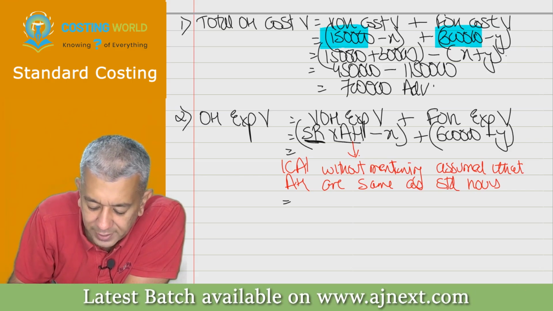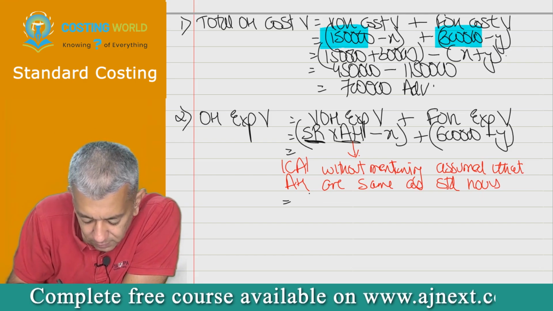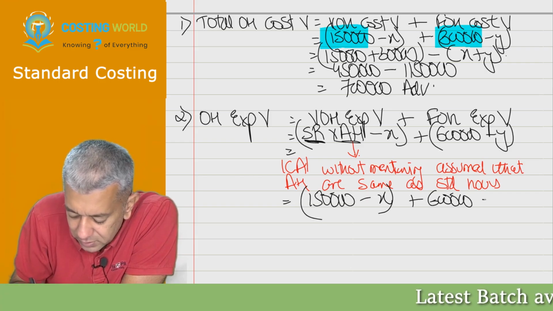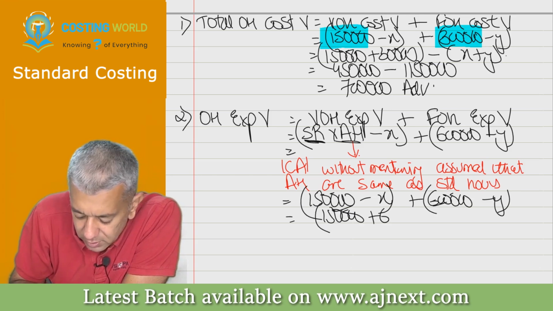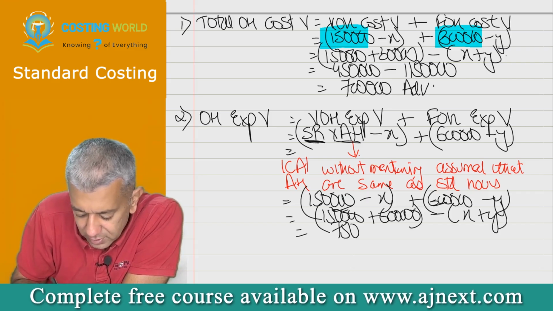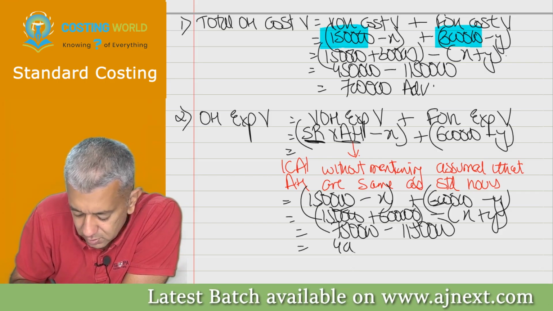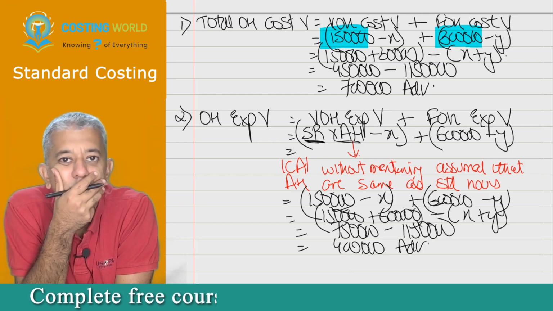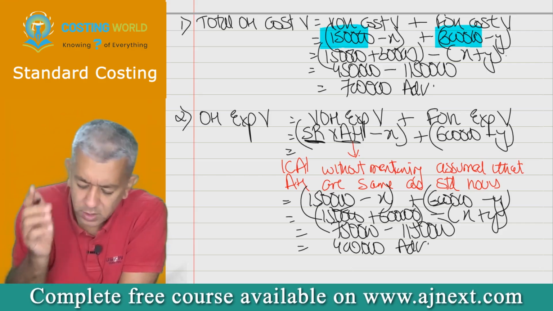Now you all tell me, standard rate into actual hours, which are assumed to be same as your standard hours, will give you what number? You tell me a number, please. 1,50,000 minus X plus 6 lakh rupees minus Y. Job done. Merge the standards: 1,50,000, 6 lakhs. Merge the actuals: X plus Y. 7,50,000 minus 11,50,000 is equal to 4 lakhs adverse. Done, everyone? Yes, sir. Okay, this is the end of the question.